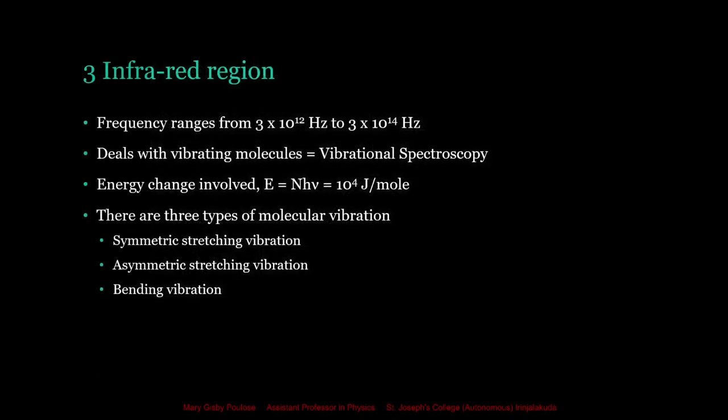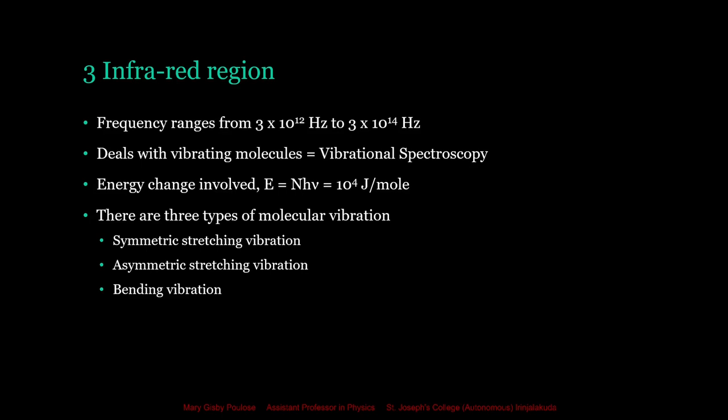Now the next region of the electromagnetic spectrum is the infrared region. Here the frequency ranges from 3 × 10^12 Hertz to 3 × 10^14 Hertz. And this deals with vibrating molecules. Hence this region of spectroscopy is called vibrational spectroscopy or infrared spectroscopy. The energy change involved is of the order of 10^4 joule per mole. And here the energies are produced due to vibration of the molecule.